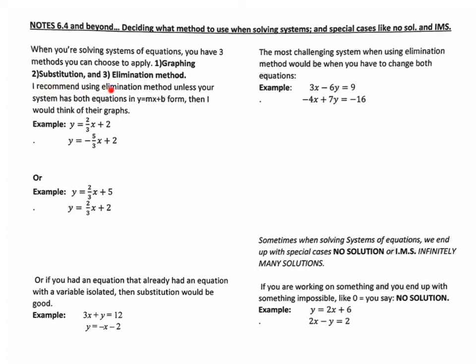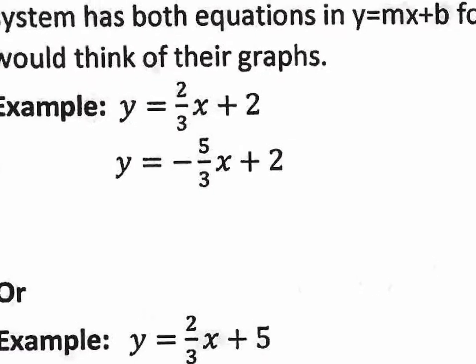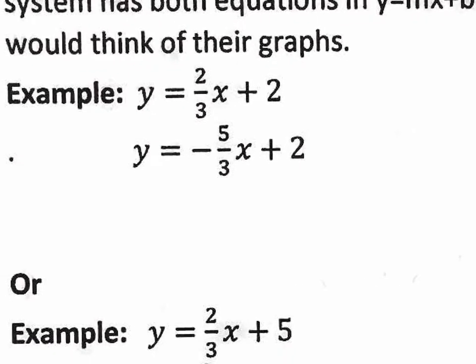It says, I recommend using the elimination method unless your system has both equations in y equals mx plus b form. Then I would think of their graphs. Then I would go with graphing. So what I'm saying is, when you look at your system, if you see that they're ready to graph, y equals mx plus b, where m is your slope, rise over run, and this one's also in y equals mx plus b, then think of their graphs. It'll be a lot easier.